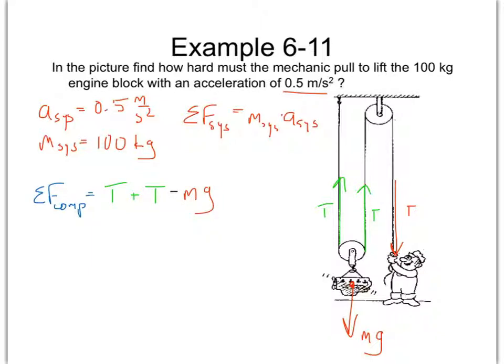So, look at our whole system, right? The whole system is accelerating at a certain rate and has a certain mass. We're assuming that the rope doesn't have any mass right here.